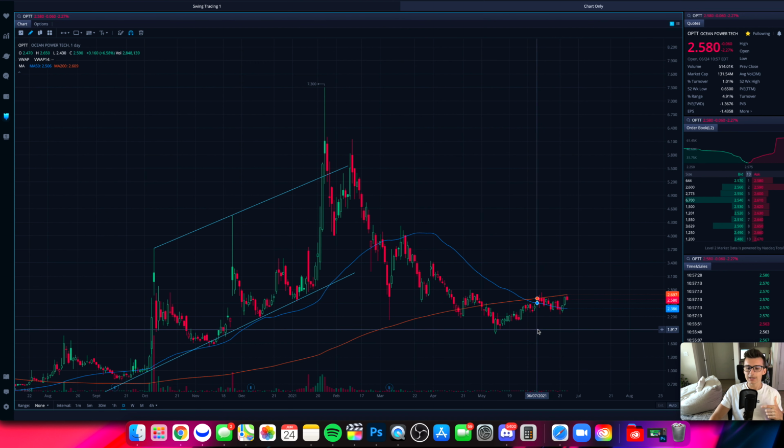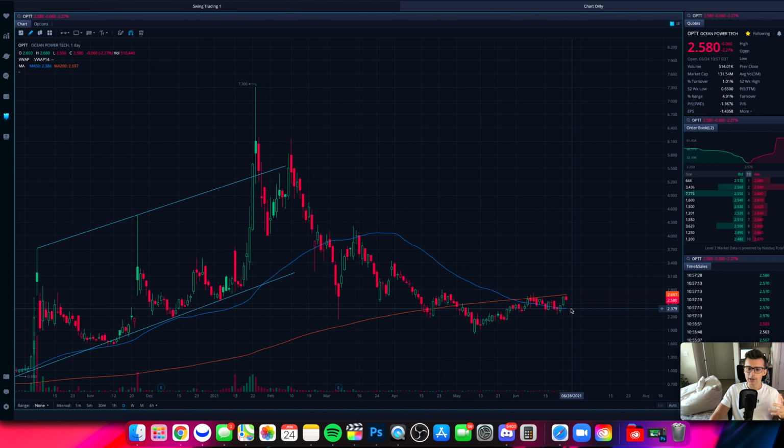We have support down here just under $2. We have a higher low being developed here, putting in right here at 225, and we have the 50 period SMA, simple moving average, here at about 235 or so, and it's pushing on up. It's got some resistance up here towards 280 or so.